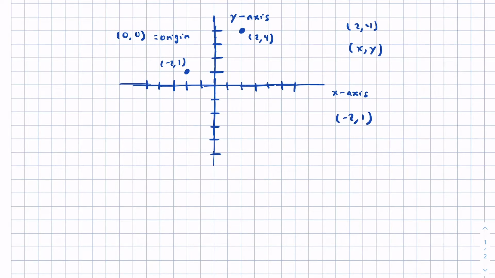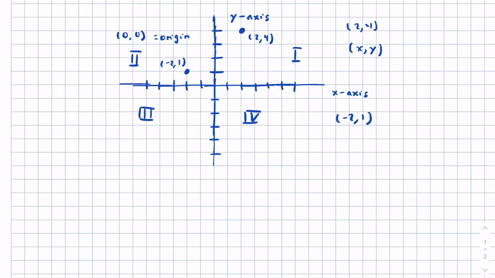Notice how there are 4 sections to this coordinate plane. We label each section in the plane quadrants. These 4 Roman numerals indicate the quadrants of the coordinate plane. As you can see, the first quadrant deals with points that have both positive x and y values. The second quadrant deals with points that have negative x and positive y values. The third quadrant deals with points that have both negative x and negative y values, while the fourth quadrant deals with points that have positive x and negative y values.